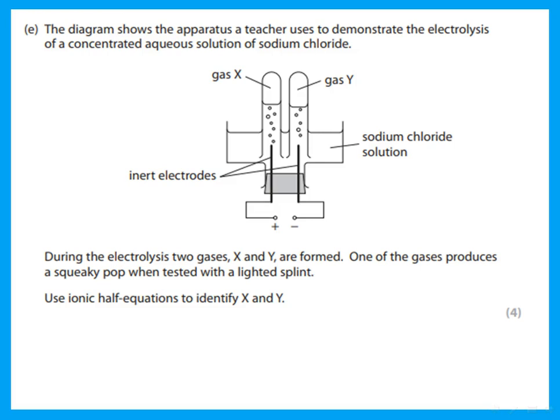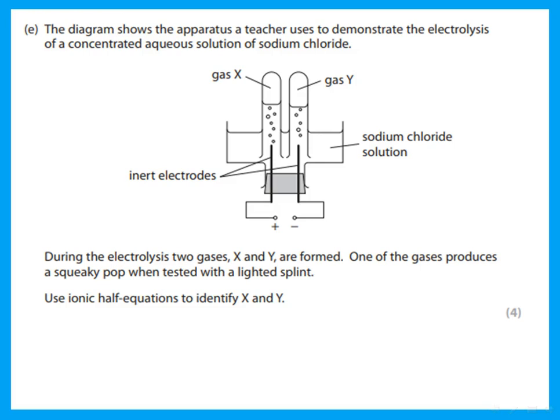Okay, the diagram shows the apparatus a teacher uses to demonstrate electrolysis of concentrated aqueous solution of sodium chloride. During the electrolysis, 2 gases, X and Y, are formed. One of the gases produces a squeaky pop when tested with a lighted splint. Of course, you should know which one gives a pop with a lighted splint. That is hydrogen. Now use ionic half equations to identify what is gas X and what is gas Y.